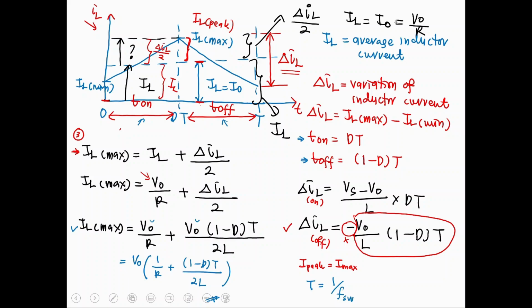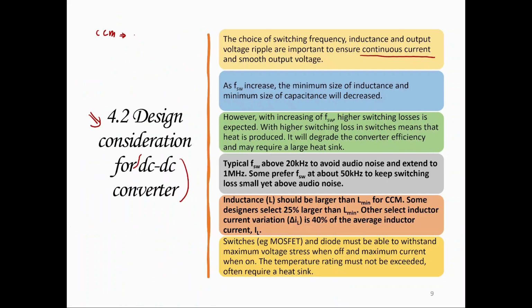CCM will be determined by the value of your inductor, which is you have the L min. Remember, L min will define the boundary. So you need to make sure that whatever value you are using must be greater than your L min, so that your converter will be operated in continuous conduction mode, where your current will always be positive current.